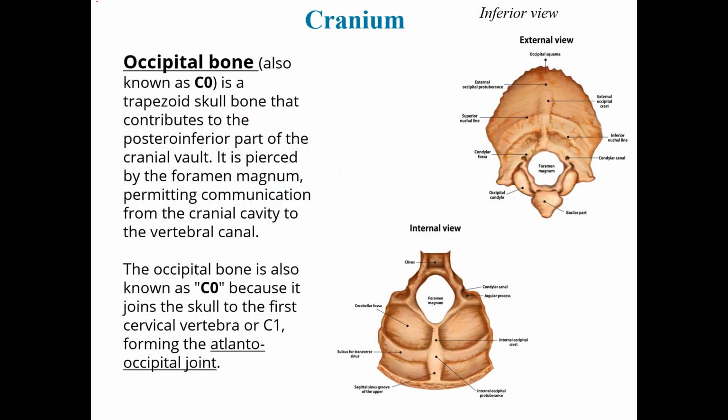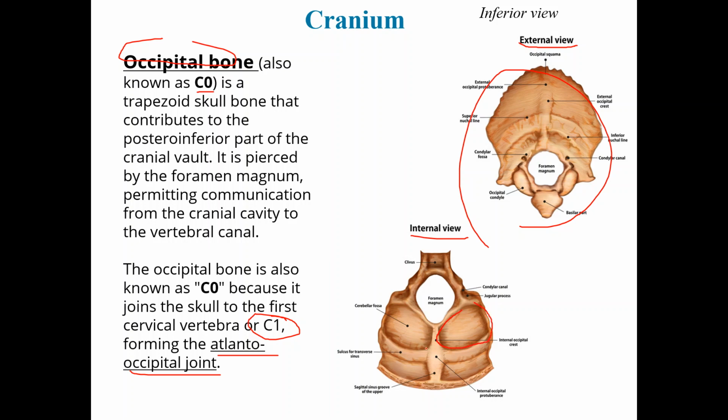All right, so the next one we're going to talk about is the occipital bone. This is also known as C0 because it joins the skull to the first cervical vertebra, which is known as C1. So it forms the so-called atlanto-occipital joint, and that's why it's known as C0 as well. It is a trapezoid-shaped bone, and this is an external view, while this is an internal view that will show you the fossas.